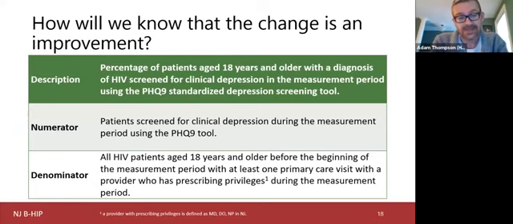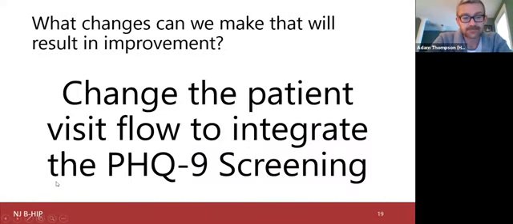We have given you the data sources that you will need to be able to demonstrate that your change is an improvement. So this is the measure, BHIP screening measure 1: the percentage of patients aged 18 years and older with a diagnosis of HIV screened for clinical depression in the measurement period using the PHQ-9 standardized depression screening tool. Because this is across all sites, everyone will be playing in this space in some way or another. So by using this measure, it allows us to track progress across the state and show how these projects lift and move the needle at the statewide level.